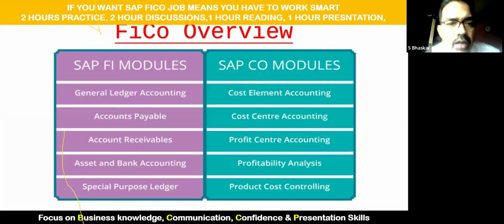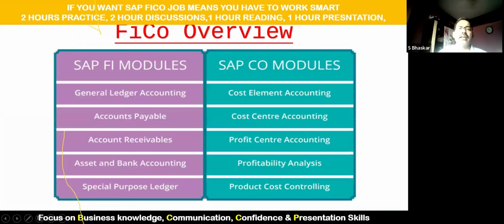So coming to our primary focus area, the FICO module. FI stands for financial module and CO stands for costing or controlling module. The FI module is used for external reporting. What is meant by external reporting? External reporting means the reports that the company publishes outside of our company.